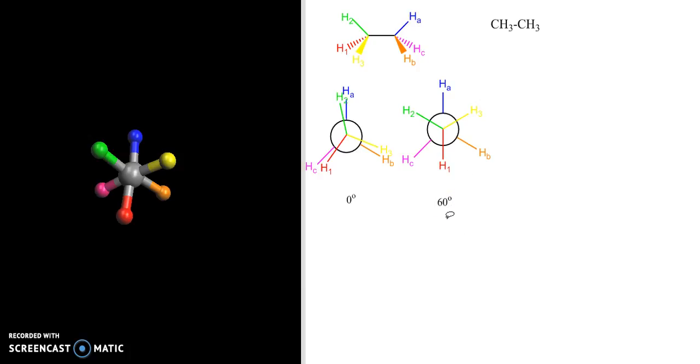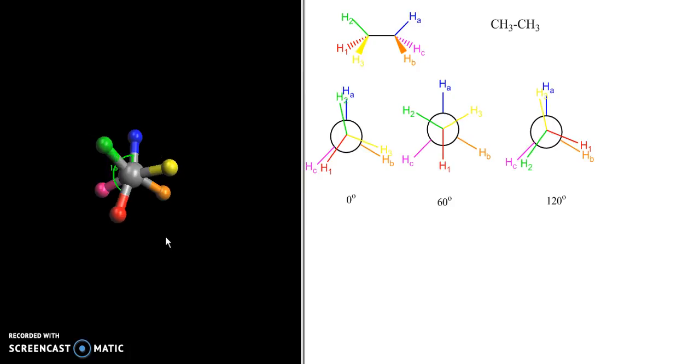Well, I can rotate it another 60 degrees, for a total of 120 degrees, and get something like this. You can see I went from eclipsed to staggered to eclipsed again. If I do this rotation on my three-dimensional model, oops, I'm going the wrong way again. I need to go counterclockwise, and I get something like that, where the green eclipses the purple, yellow eclipses blue, and red eclipses the orange.